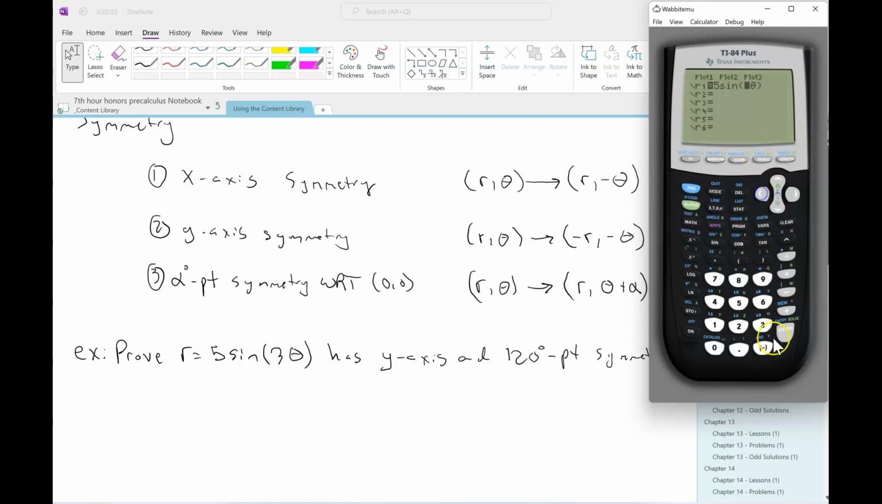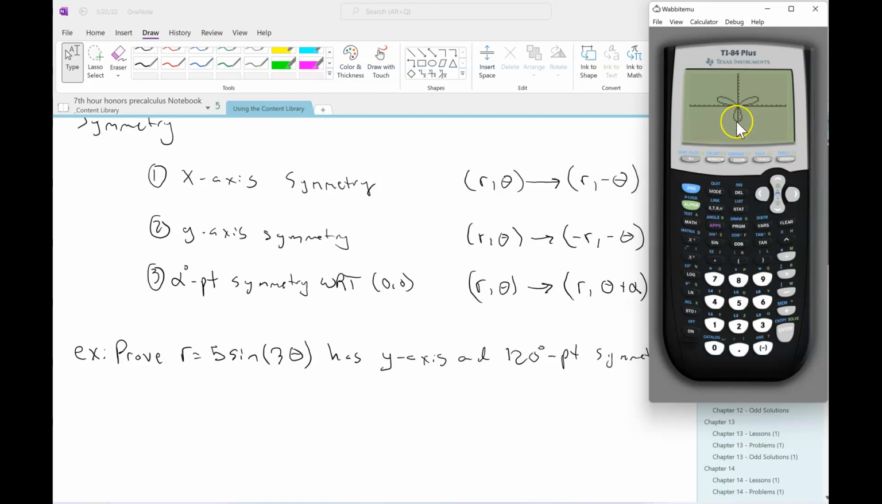Oops, that was 3 theta. So I'm just going to type 5 sine 3 theta into my calculator, and I get, oh, it's a pretty flower. If I look at this, it definitely has y-axis symmetry, because the right-hand side of the graph is a reflection of the left-hand side of the graph. Everybody can see that?